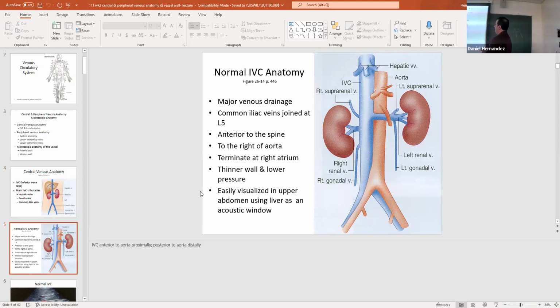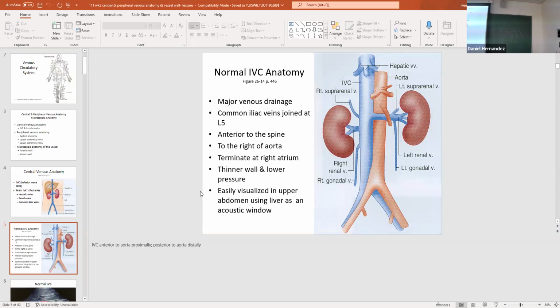So again, normal IVC anatomy, this is the major venous drainage. The common iliacs come together around the level of L5 of the spine. The IVC lies anterior to the spine, so if the patient's lying supine, we'll see the IVC and then the spine behind it. It lies to the right of the aorta, so on the patient's right side of the body, and terminates in the right atrium.